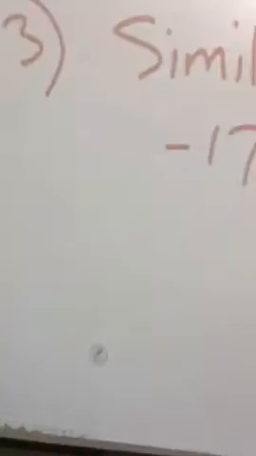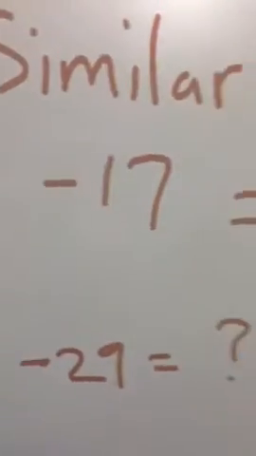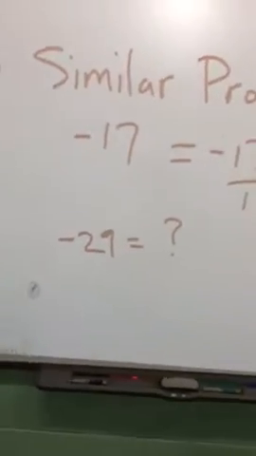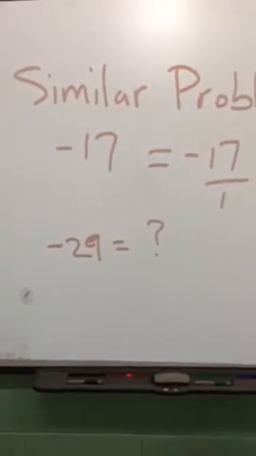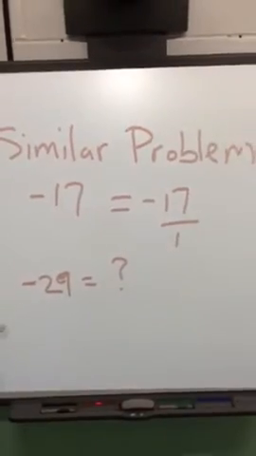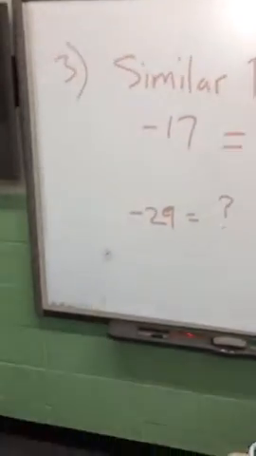So obviously, you should know what negative 29 would be. So negative 29 is going to be, that's your term. So what would negative 29 be? Same property. Okay? So negative 29 would give us some fraction using a similar problem. All right?